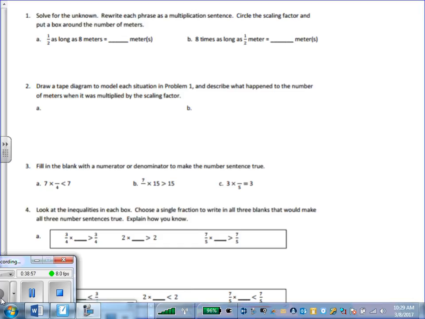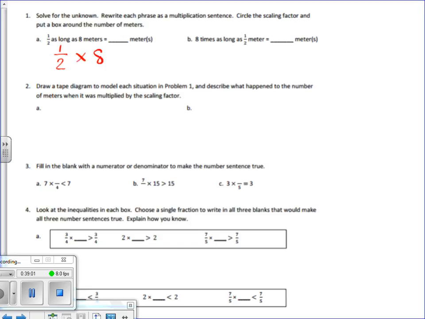So, it will be 1/2 times 8 equals something. Not asking for an answer yet. Then it says circle the scaling factor and put a box around the number of meters. So when I was doing it on the blank page where I'm always clearing it off, the scaling factor is basically what you're judging as, is it 1, is it bigger than 1, or is it less than 1? So which one of these, is it half or is it 8 that I would be comparing to 1? 1/2. The half. So the scaling factor is the one thing that I'm comparing to 1.